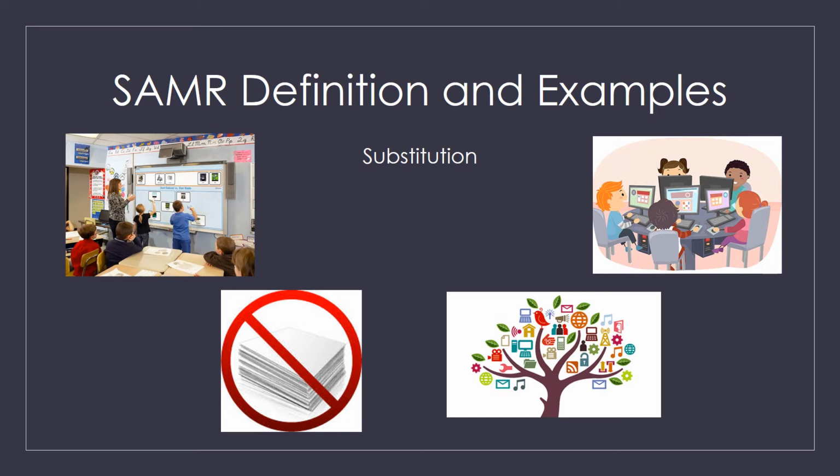The next letter in SAMR is A. A is augmentation. This part focuses on using technology as a direct substitute for performing common tasks. For example, having students take an online test or quiz rather than one on paper. Not only does this help the environment, it allows students and teachers to receive instant feedback.